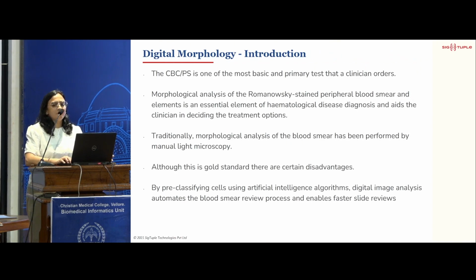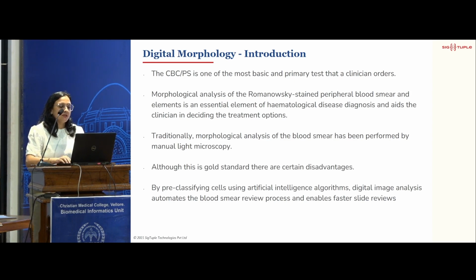So CBC or peripheral smear is one of the most basic and primary tests that is ordered. Morphological analysis of peripheral blood smears and the elements in them aids the clinician and helps in deciding the next course of treatment. Traditionally, morphological analysis of the blood smear has been performed by microscopy. This is still considered the gold standard. So when we do our validations, the validation we do on our AI100 is always compared to microscopy. It's been like that and we want to change that, okay?